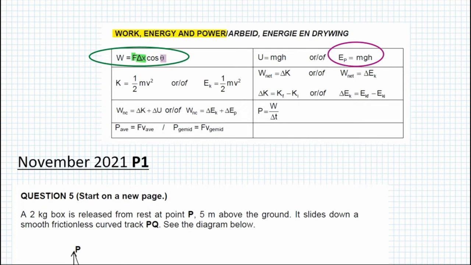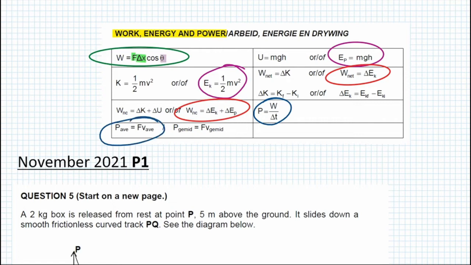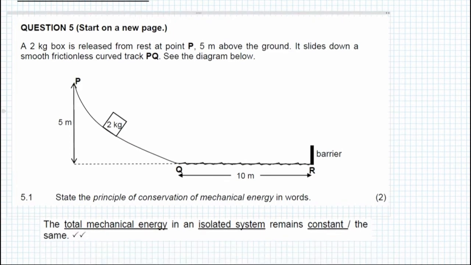Then we have the formula for kinetic energy. There is a formula which we call the work energy theorem. There's the work energy theorem in general. Then there's a formula that you can use to calculate power, and a formula that you can use to calculate average power when you know the average speed of an object. Now that we've gone through the formula sheet, let's take a look at question number 5.